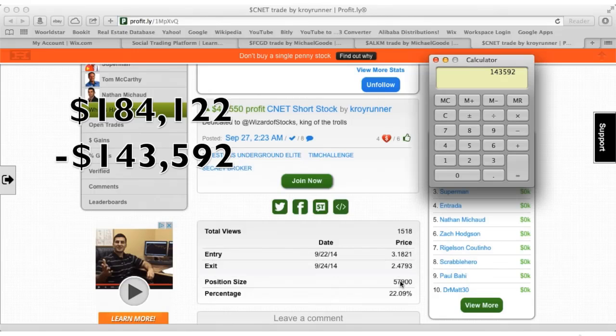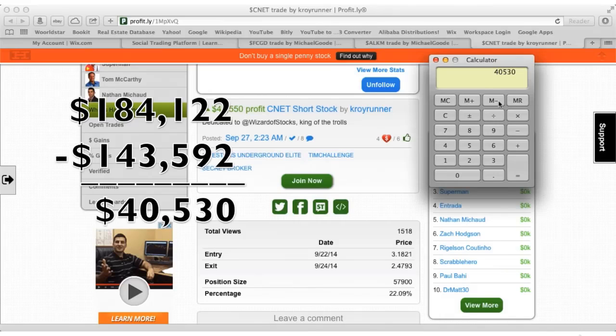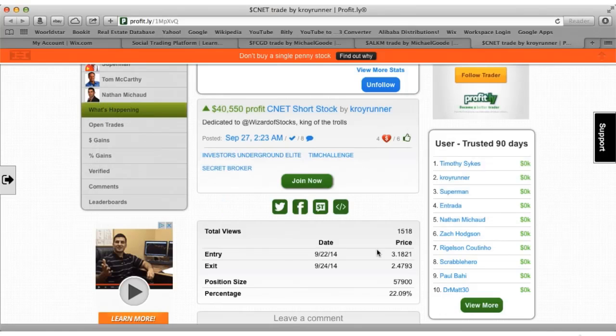So let's do the math on that. We take $184,122 minus $143,592. And that's where you get the $40,530, which is roughly pretty much the same as this right here. So now that's a real life example for you, so that you can see how it works in real life.